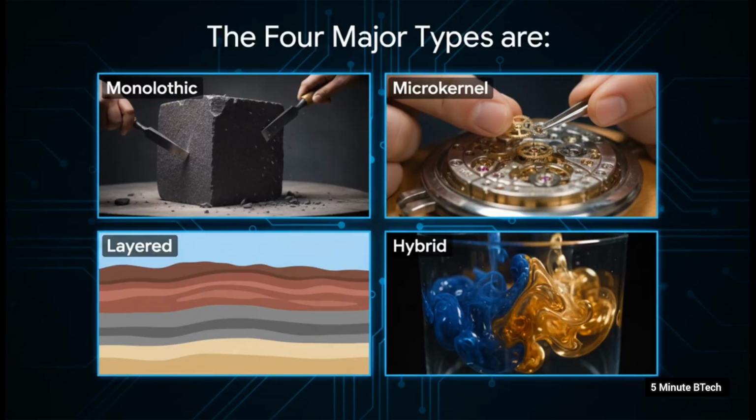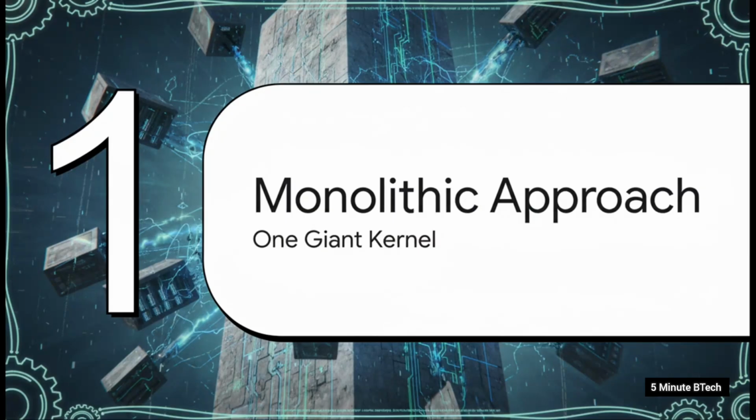Okay, so in the world of operating systems, there are really 4 big ways to build one. 4 main design philosophies that have shaped pretty much every device we use today. We're going to break them all down. The classic monolithic, the super secure microkernel, the very orderly layered approach, and the one you're probably using right now, the hybrid.